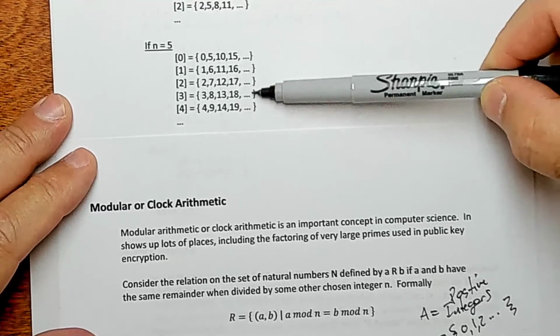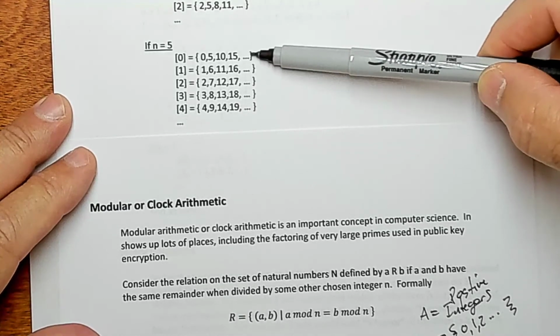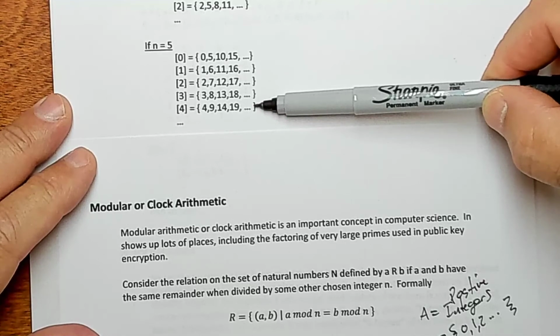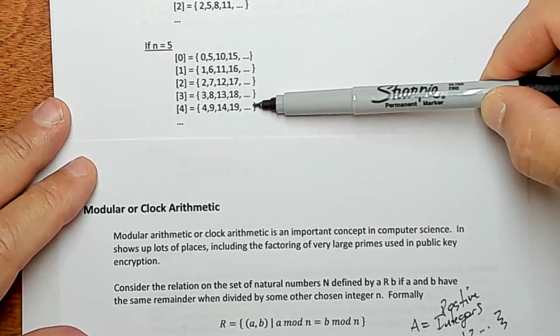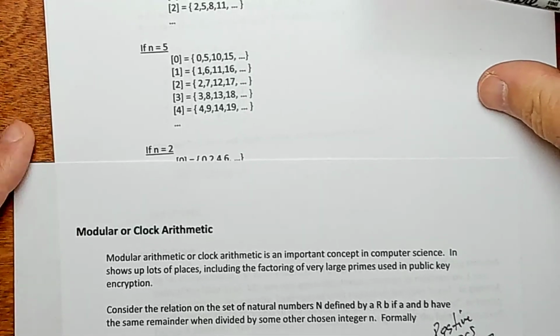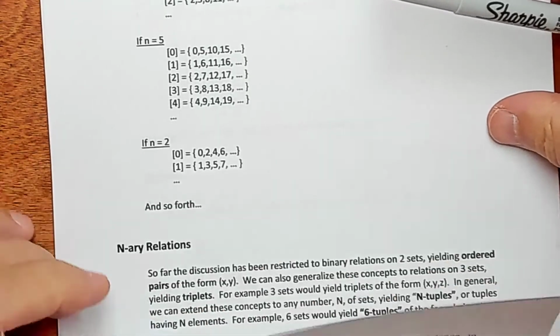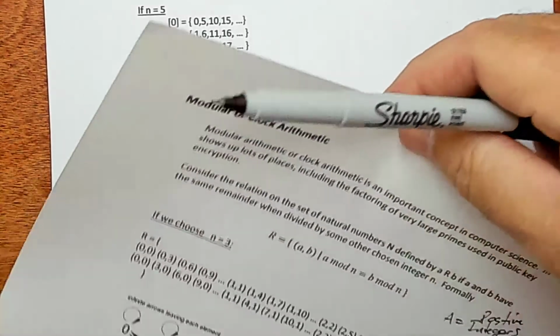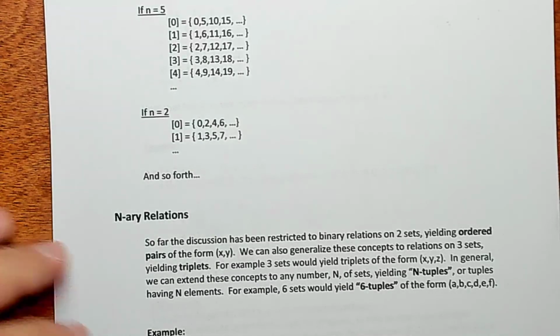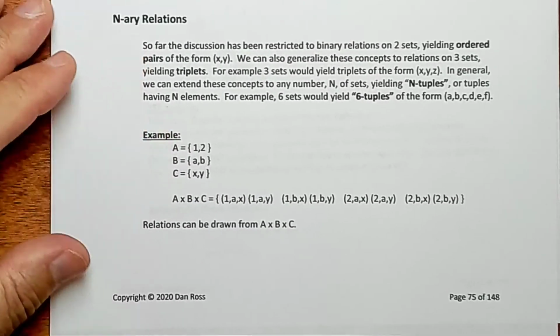Okay, so this is related to very large primes. It's used in encryption. And it's related to equivalence classes, and it's all good stuff. This is why we present it right here. The very last topic is a prelude to relational database theory, which we're going to do next.